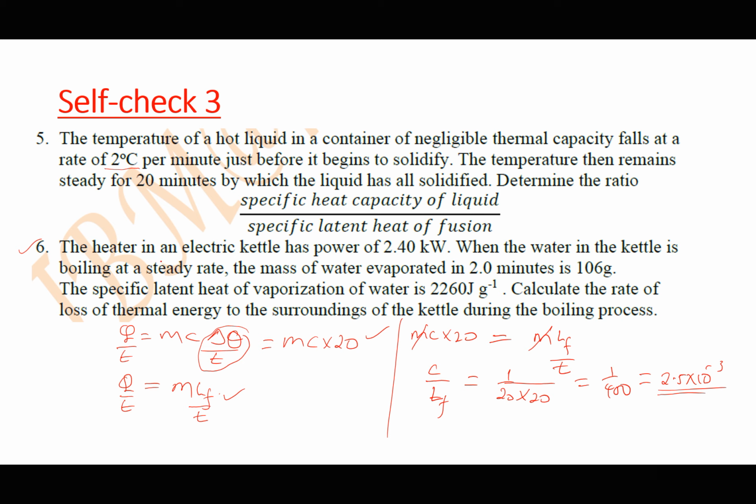Attempt question number 6. The heater in an electric kettle has a power of that. When the water in the kettle is boiling at a steady rate, the mass of water evaporated in 2 minutes is that. The specific latent heat of vaporization is given. Now note that this is joules per gram. So when I'm using this mass, I may not change this. But when I change this to kilograms, I must also change this. But when I don't change, I know when they multiply each other, grams cancels out. Calculate the rate of loss of thermal energy to the surroundings of the kettle during the boiling process. You should be able to attempt that.